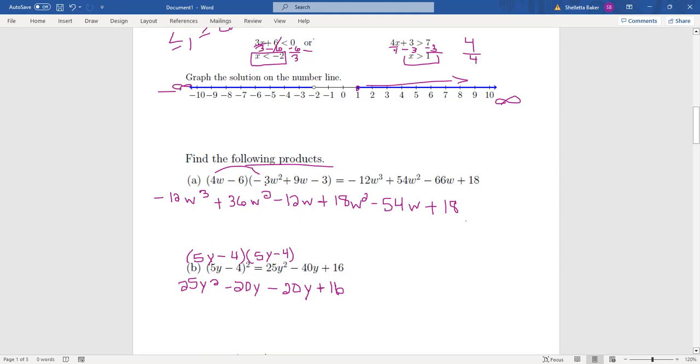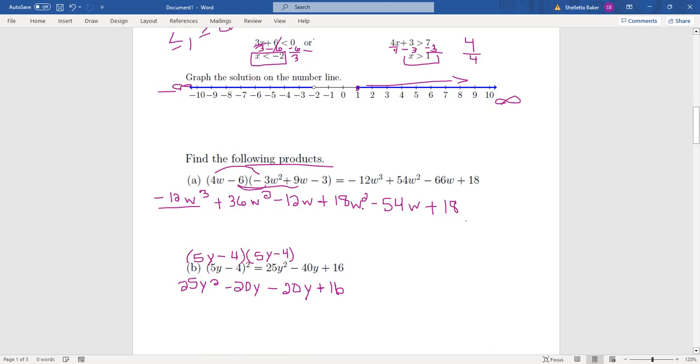Negative 6 times negative 3w squared, that gives us a positive 18w squared. And then negative 6 times the 9w gives us negative 54w. Negative 6 times negative 3 gives us a positive 18.